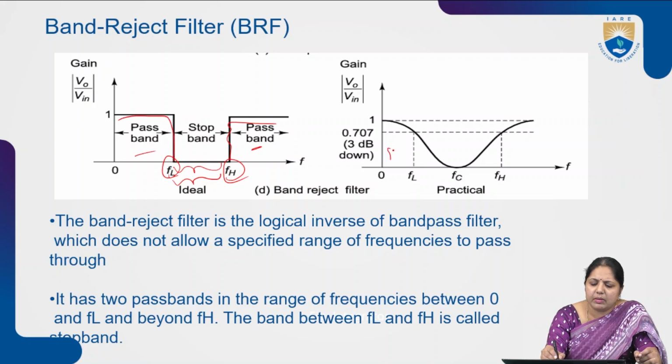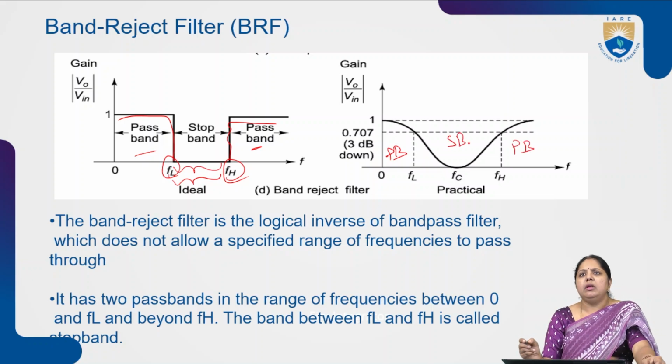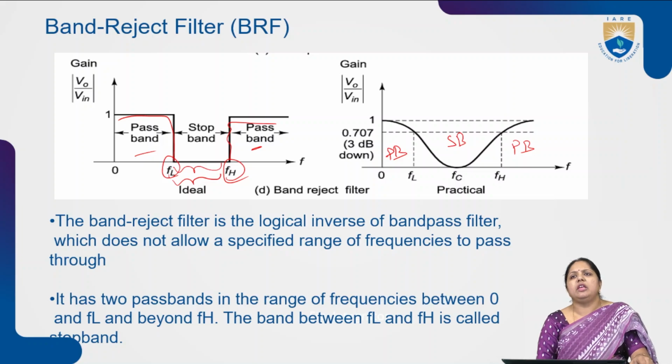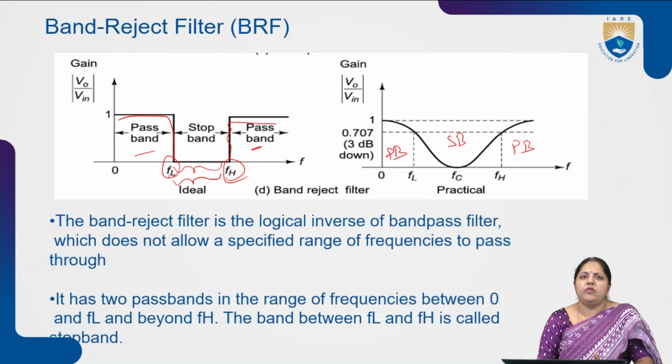So here also this is the pass band, and this is the pass band, and in between this is the stop band. So if I find the bandwidth, the difference FH minus FL, then I can identify the stop band frequency. So if I calculate the separate values of FH and FL, below FL and beyond FH, it will allow the passage of the signals.